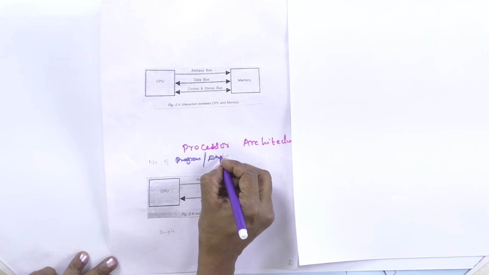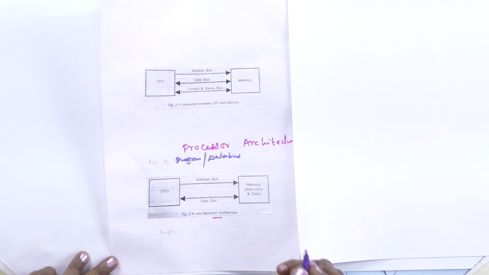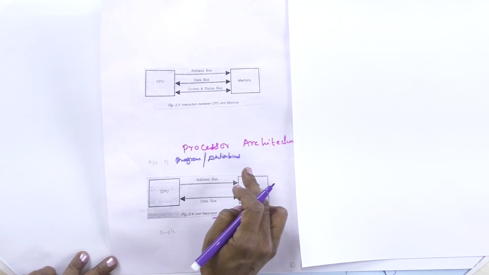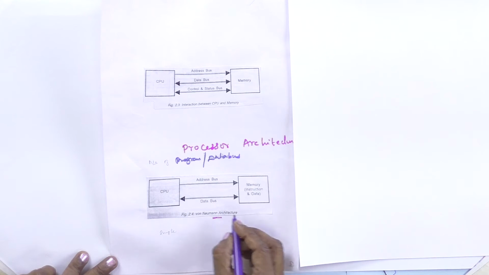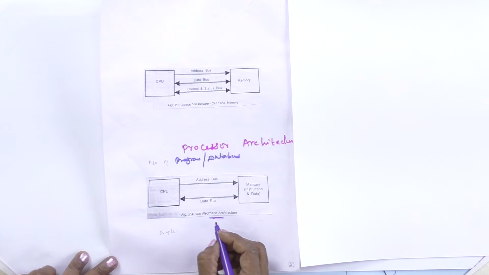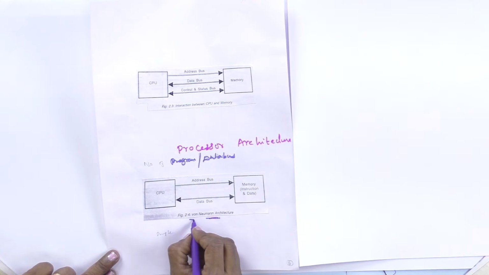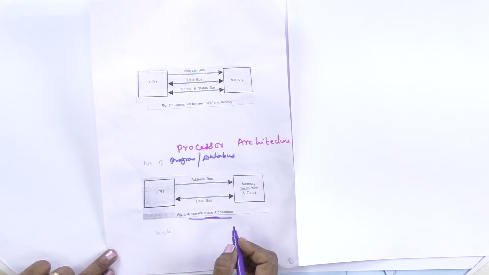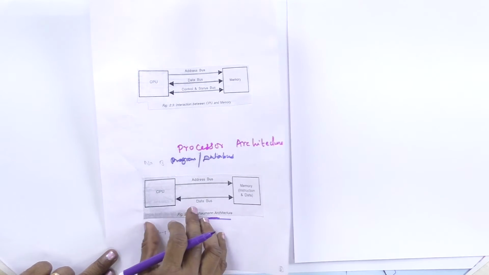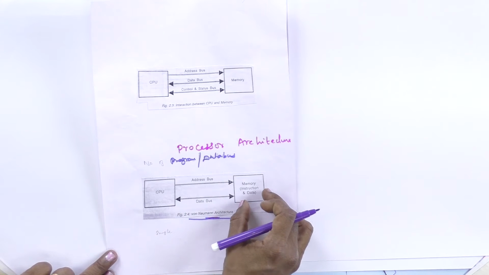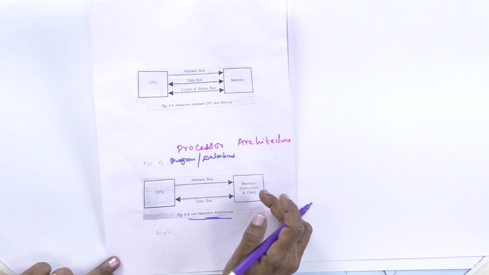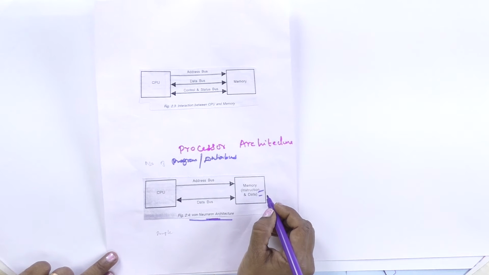Based on the program and data bus, the processor architectures are categorized into three. One is called the von Neumann architecture, the second is called the Harvard architecture, and the third is called Super Harvard architecture. In the von Neumann architecture, the CPU has a single memory chip which holds the instructions as well as the data.